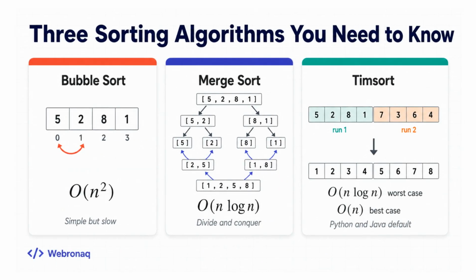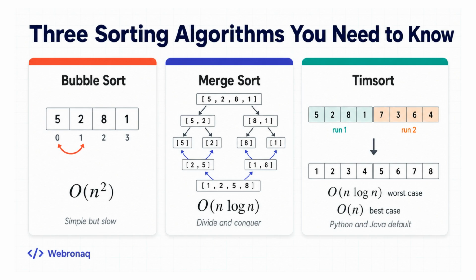Now look at this. 3 algorithms, 3 very different approaches. Bubble sort is the classic beginner algorithm. It repeatedly compares adjacent elements and swaps them if they are out of order. For our array 5, 2, 8, 1, it would compare 5 and 2, swap them, then compare 5 and 8, leave them, and so on. Dead simple to understand, but it runs in big O of n squared time, meaning performance collapses quickly on large inputs.